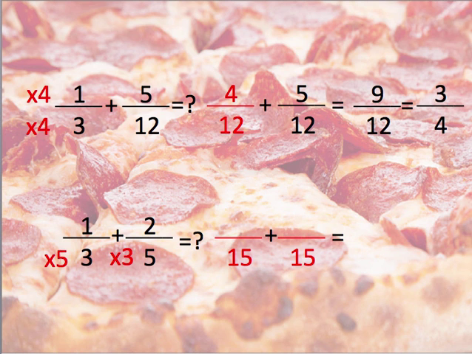So our new problem is going to have 15 in the denominator. And as we did before, we must do the same to the top as we do to the bottom. So in 1/3, we're going to multiply 1 by 5, and in 2/5, we're going to multiply 2 by 3. So our new question will be 5/15 plus 6/15.